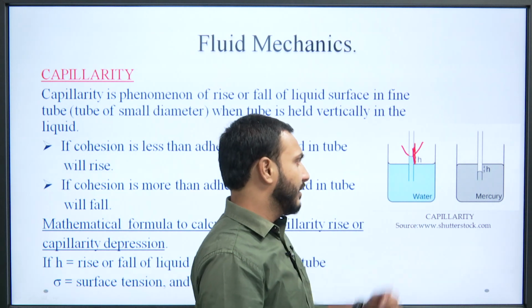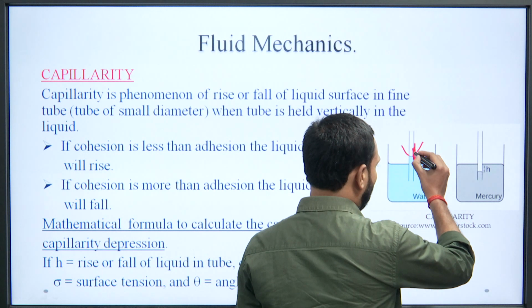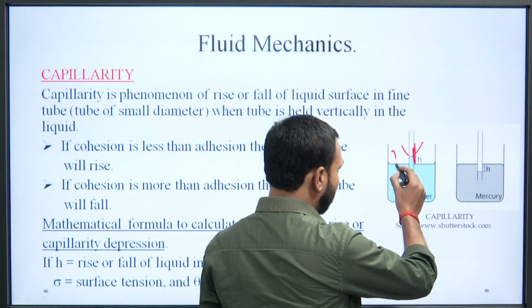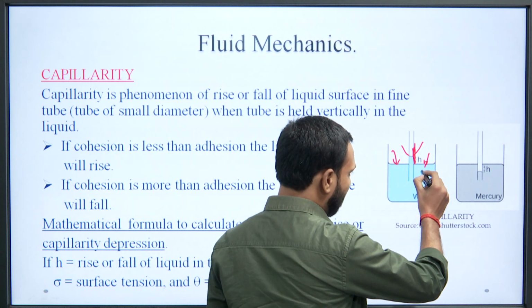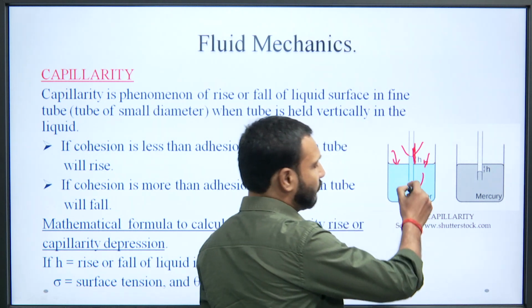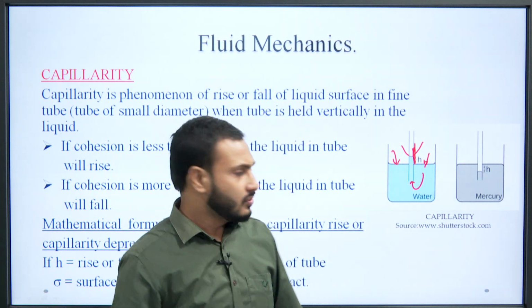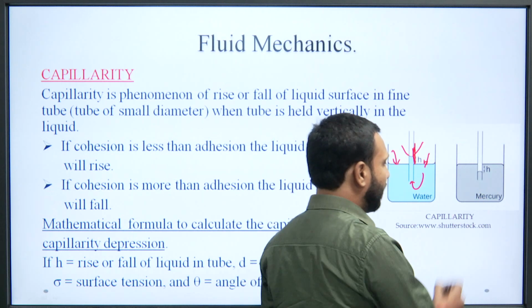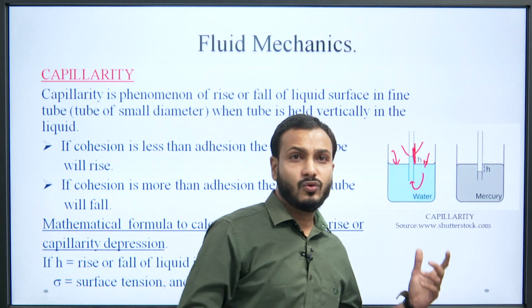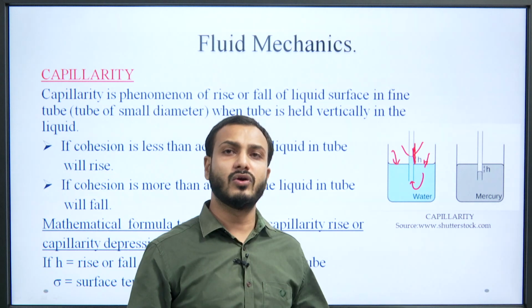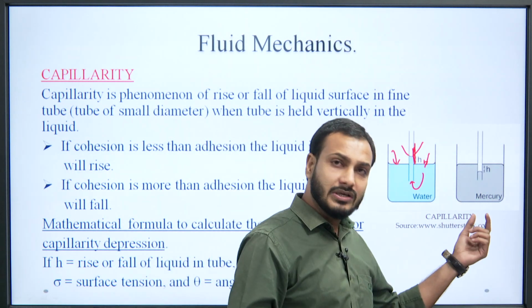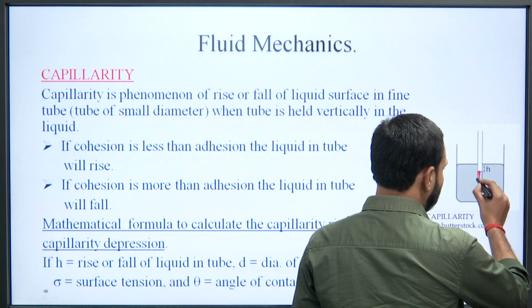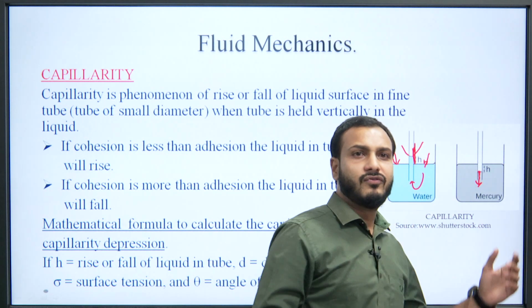So, what does it mean? It means this tube and the water stick with each other, lifting the water, and due to the atmospheric pressure acting at this point, the fluid tends to move in the forward direction. So, it will rise. In the other condition, in the mercury, the cohesive force is more, meaning the intermolecular forces between the molecules of mercury tend to move it in this direction, and hence the fall takes place.